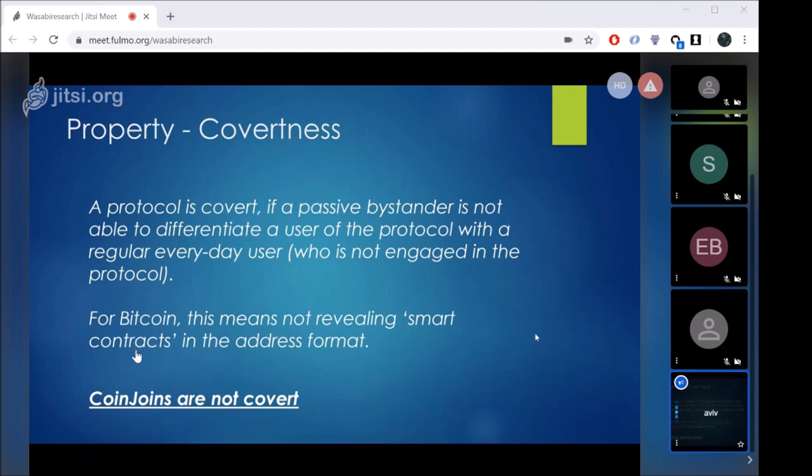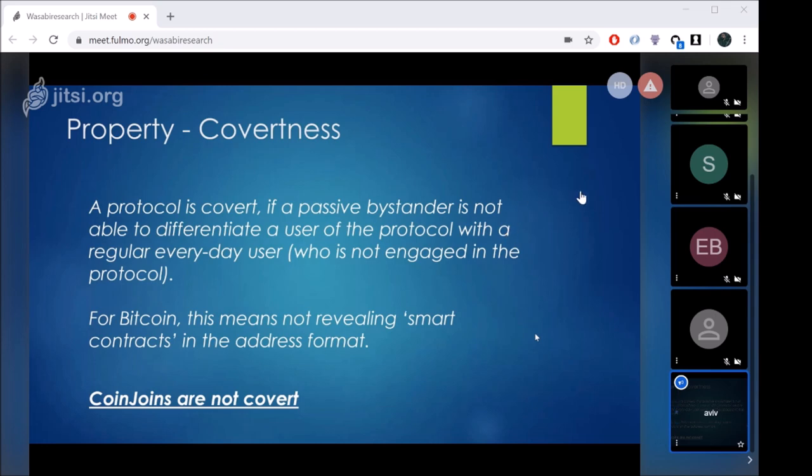We talked about this last week. Covertness, we say that a protocol is covert if a passive bystander is not able to differentiate a user of the protocol from a regular everyday user who is not engaged in that protocol. So for Bitcoin, this means not revealing any sort of smart contract behavior in the address format or the transaction format. Now, if what we care about is covertness, we have to admit that coin joins are not covert.